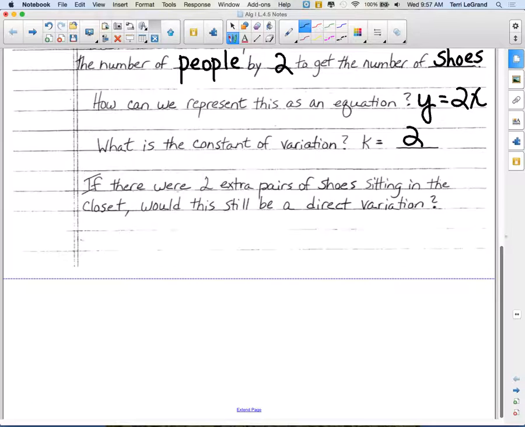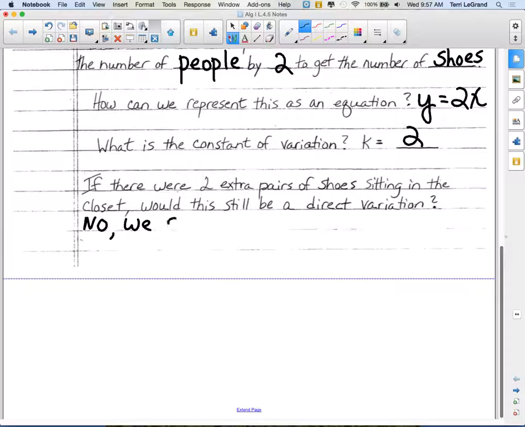So is the total number of shoes in this classroom directly being affected by how many people are in here? We can't just take the number of people and multiply by 2. We always have to add that 4. So we would say no to this question.